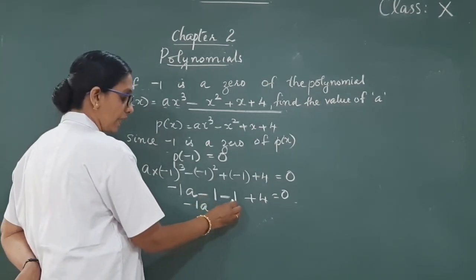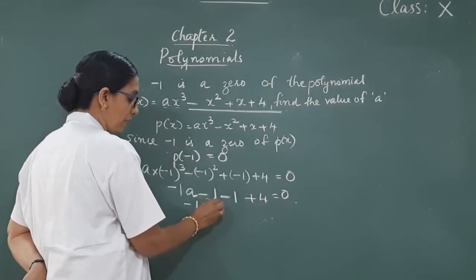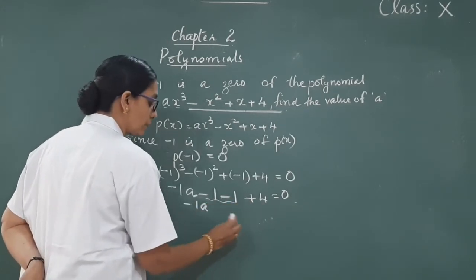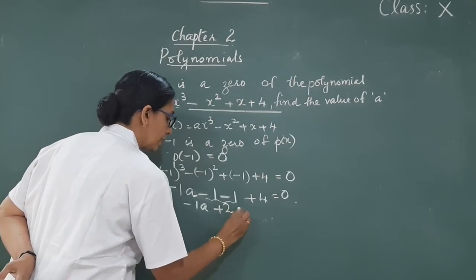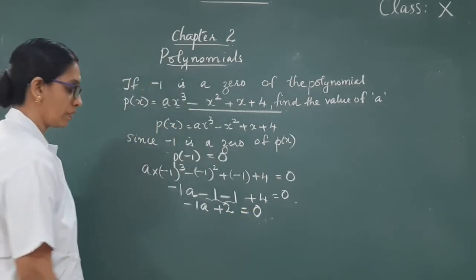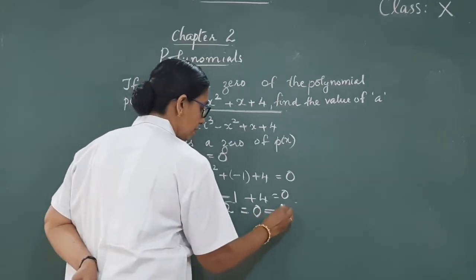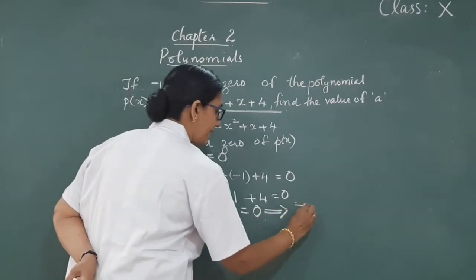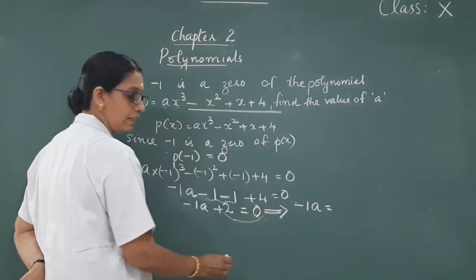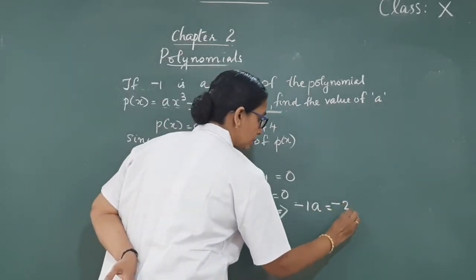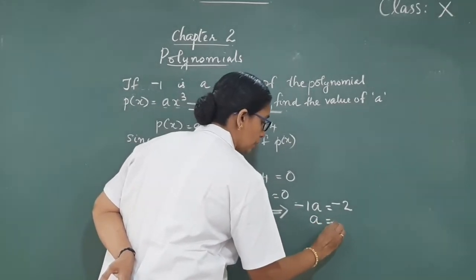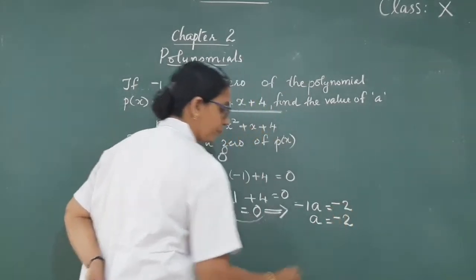Minus 1 minus 1. This is minus 2 plus 4. Minus 2 plus 4 is plus 2, equal to 0. It gives minus 1a is equal to, when we take this 2 to the other side, it is minus 2. And a is equal to minus 2.